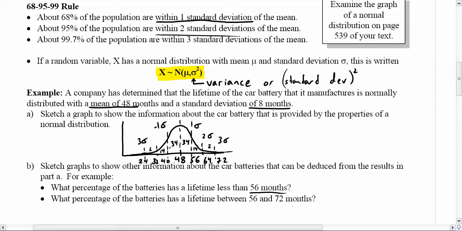68 plus 14 plus 2. Approximately 84%. Okay. Or you could think of it as the left-hand half is 50% of your graph, and then you're just adding another 34. So 50% plus 34 is 84.